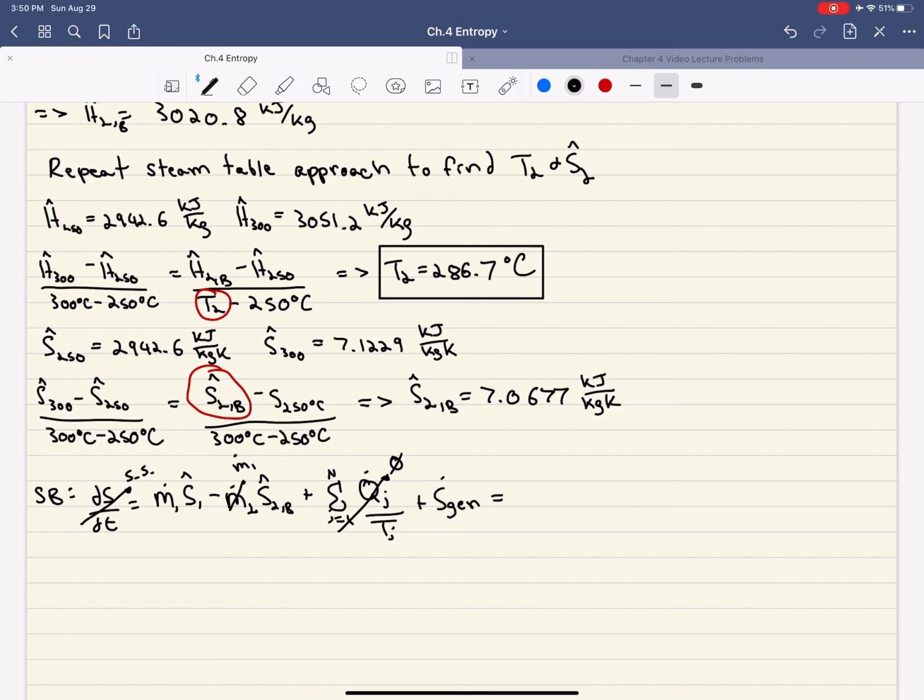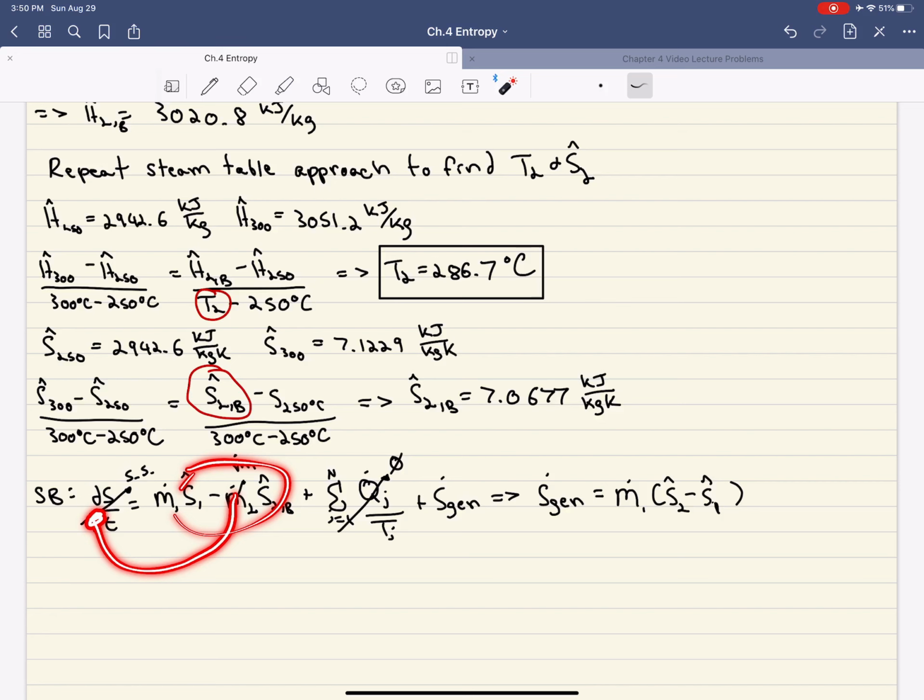Okay, we also know that m2 is equal to m1 still, and so what we could do is rearrange this equation so that we get S gen is equal to m1 times (s2 hat minus s1 hat). The reason these flipped is because since this is equal to 0, I just moved all this stuff to the left hand side. Okay, and so now we have s2 minus s1. At this point all we need to do is plug in. So let's do that.